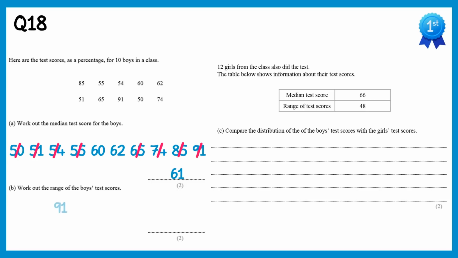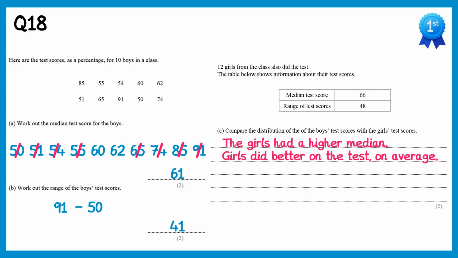The biggest test score was 91, and the smallest test score was 50, so 91 take 50 is 41. We now need to compare the scores. We'll compare the medians first. So the boys' median was 61, and the girls' median was 66. This means the girls had a higher median. This tells us that the girls did better on the test, on average.